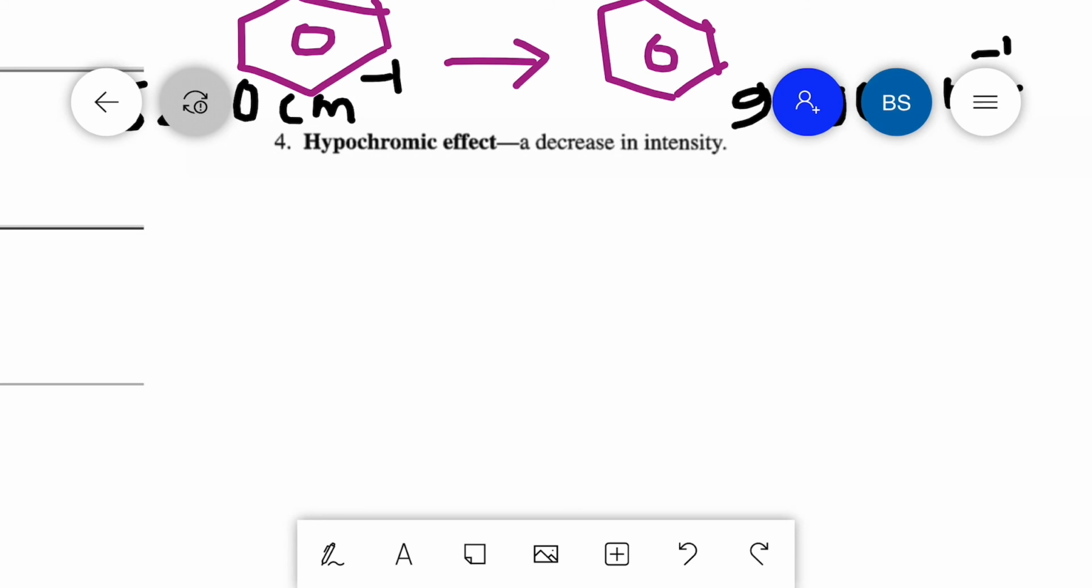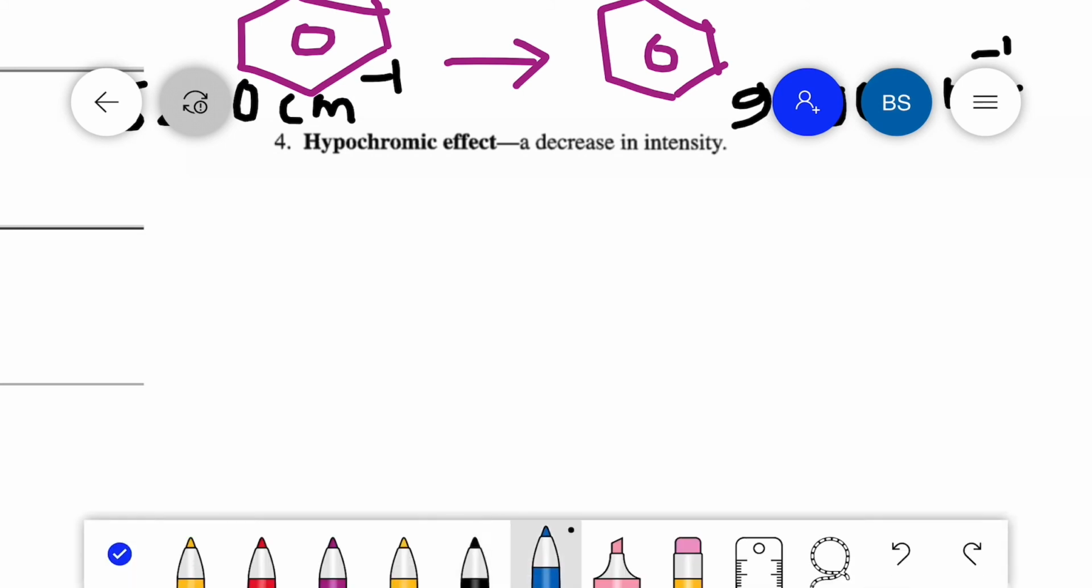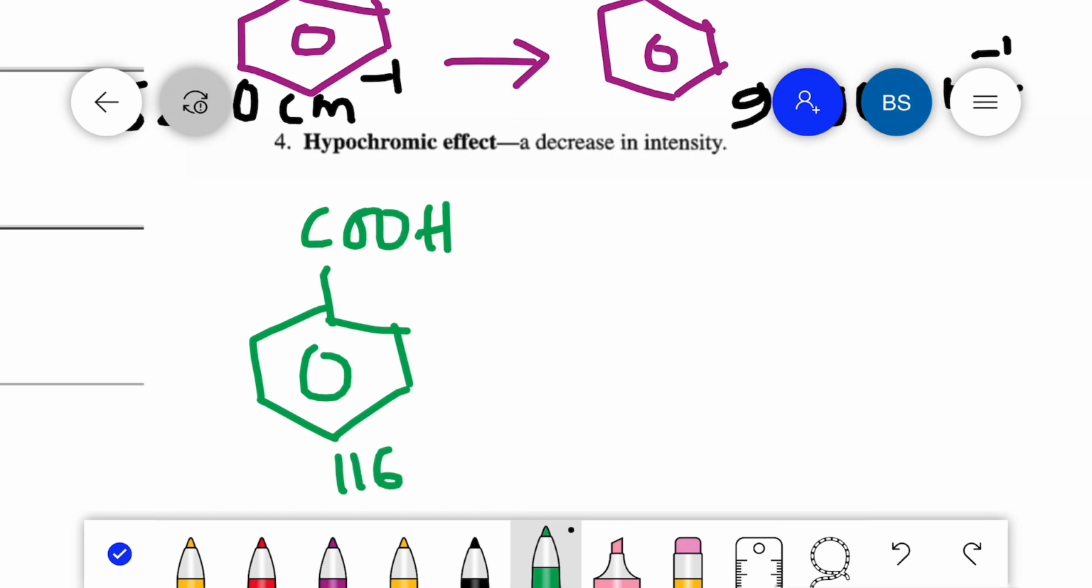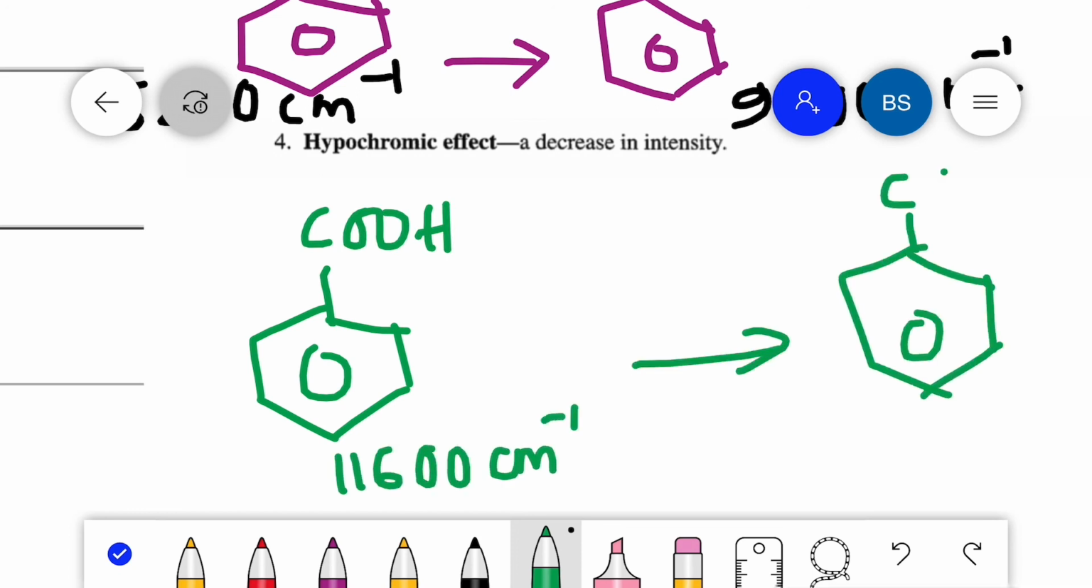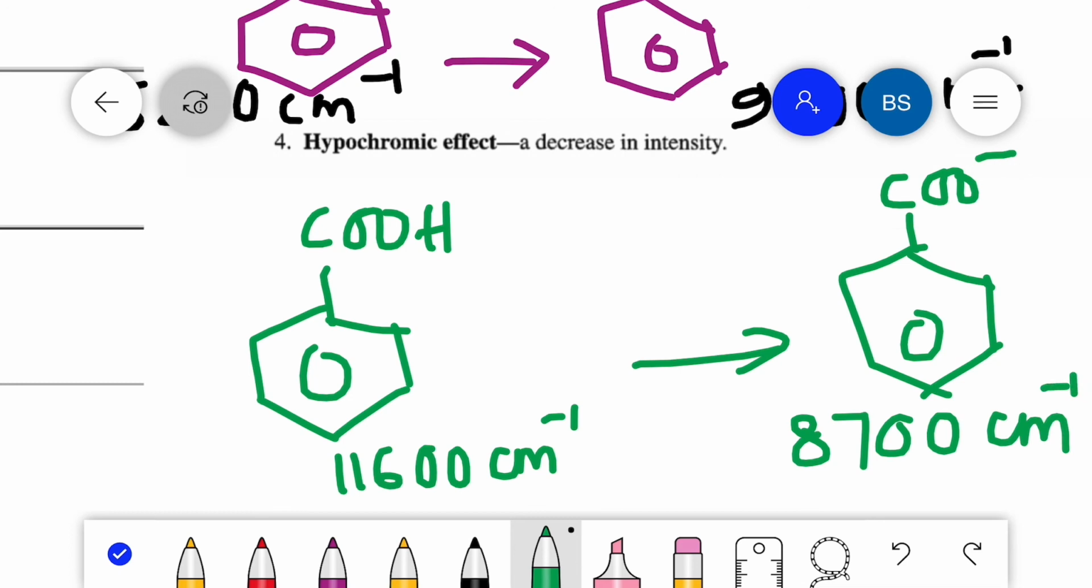If epsilon max shifts to a lower value, depicting a decrease in the intensity of an absorption band, then it is called a hypochromic shift. For example, conversion of benzoic acid to benzoate ion shifts epsilon max from 11,600 to 8,700. Actually, a hypsochromic shift is often accompanied by a hypochromic shift.